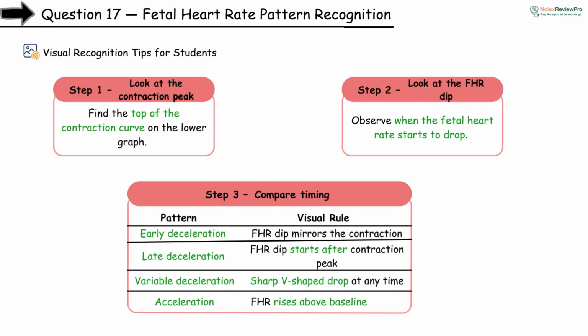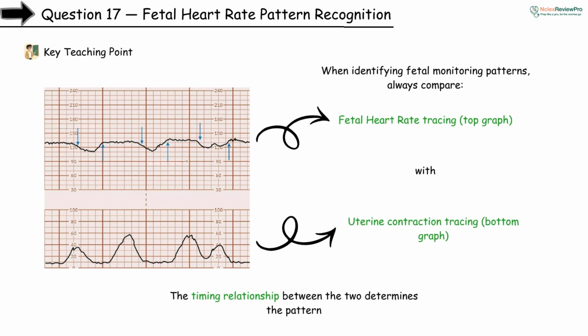Late equals lagging. The dip happens after the contraction. Variable equals V-shaped. Abrupt drops anywhere. Accelerations equal reassurance. And if you see late decelerations, think hypoxia until proven otherwise. So the key takeaway here is this.